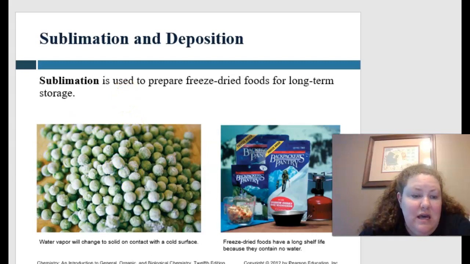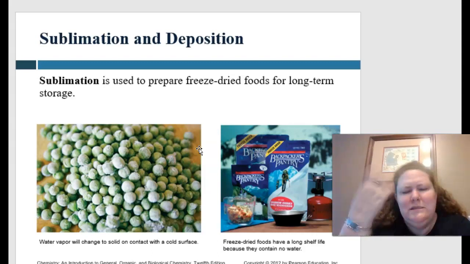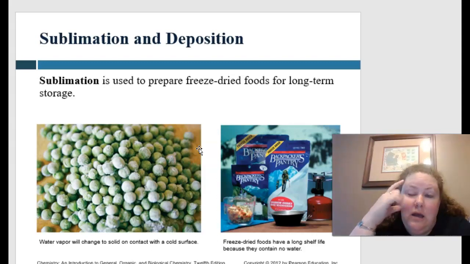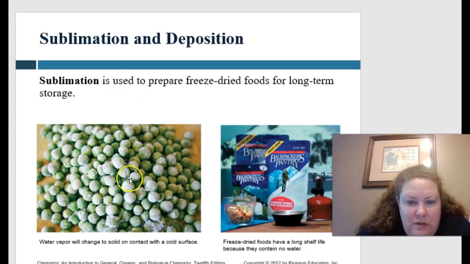So we can use this actually to make freeze-dried food. So freeze-dried food is, I don't know, kind of weird. I mean, if you look at moon candy and stuff, it was a big deal when I was growing up because going on the moon was a big deal. It still is a big deal. But they use this for freeze drying and long-term storage. So an example of this looks like peas. Water vapor will change to a solid on contact with a cold surface. Or again, the freeze-dried food, if you guys are preppers or do hiking or anything like that, the freeze-dried foods have a longer shelf life because they contain no water, okay, because they underwent the process of sublimation.